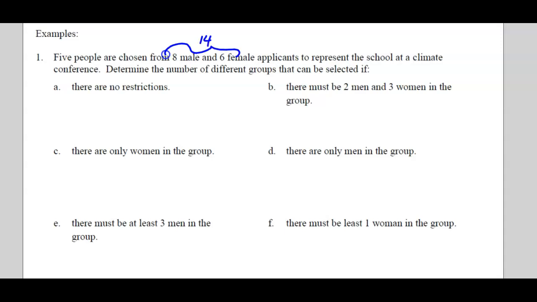so 14 people, okay, you're choosing groups of 5, so 14C5, that's it. You can work it out in your calculator, but I'm just going to leave it like that.